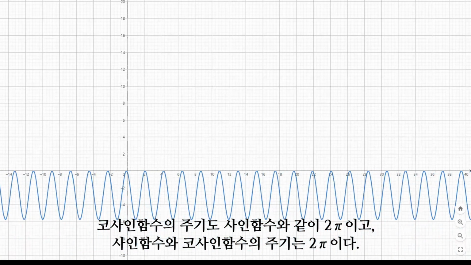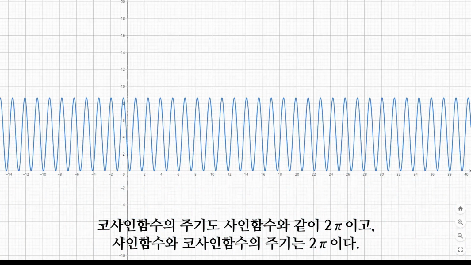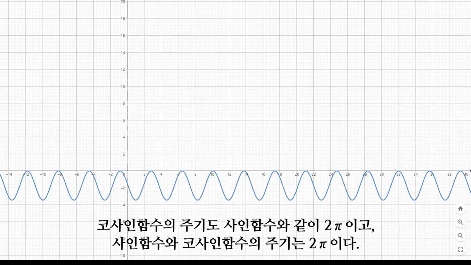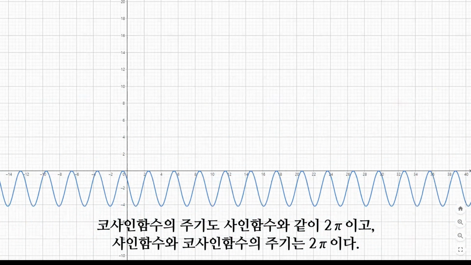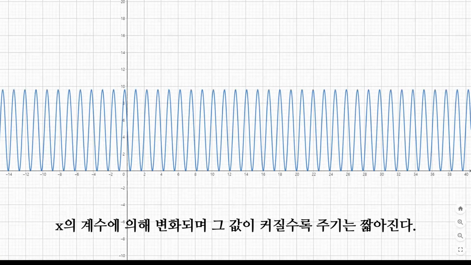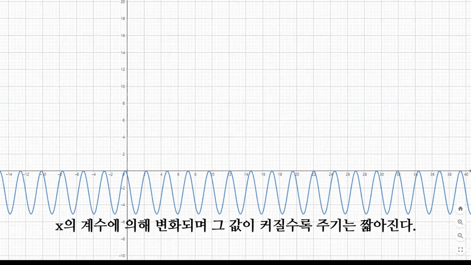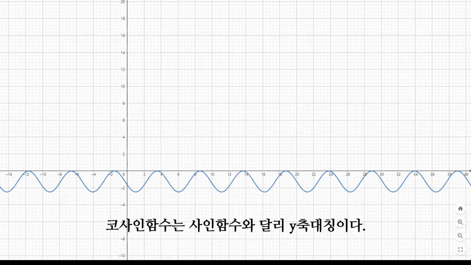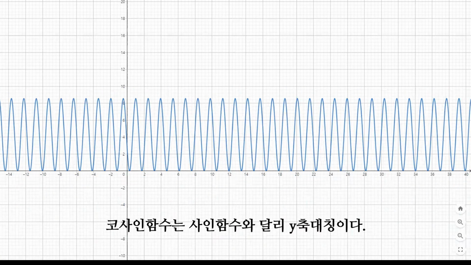The period of the cosine function is 2 pi, as with the sine function. The period of the sine and cosine functions is 2 pi, which is changed by the coefficient of x, and the greater the value, the shorter the period. Unlike the sine function, the cosine function is y-axis symmetric.